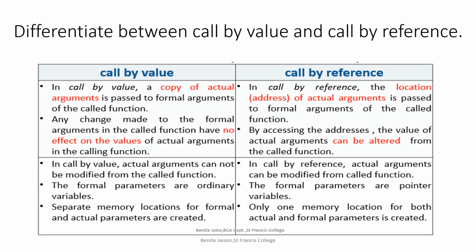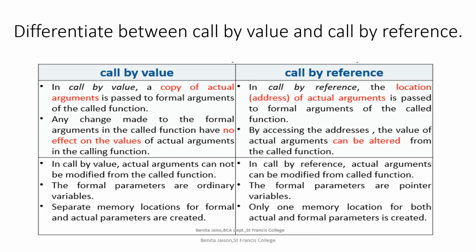Difference between call by value and call by reference. In call by value, a copy of the actual argument is passed to the formal argument of the called function, while in call by reference, the location or address of the actual argument is passed to the formal arguments. Any change made to the formal argument in the called function has no effect on the values of the actual argument, because here we are passing only a dummy copy. But in call by reference, by accessing the addresses, the value of the actual argument can be altered. There is only one copy, and we directly change the values in it.